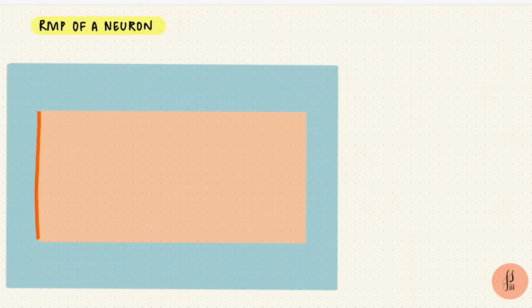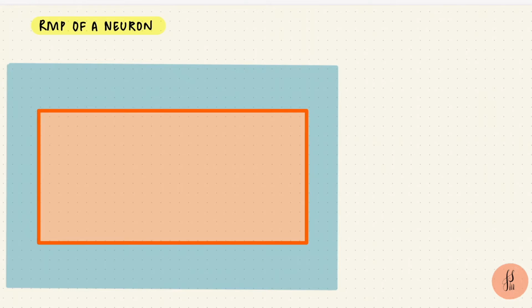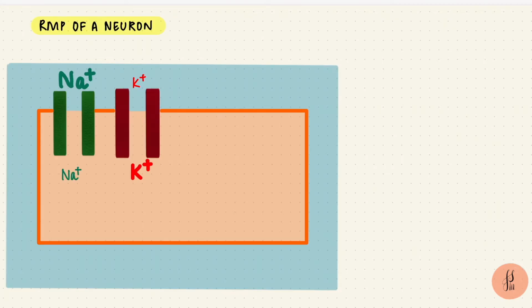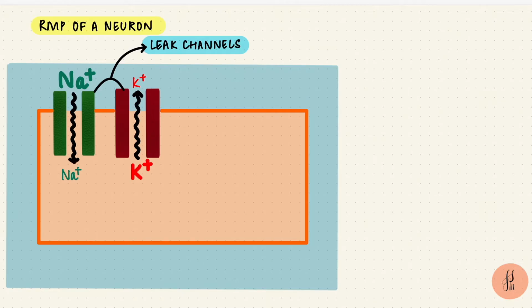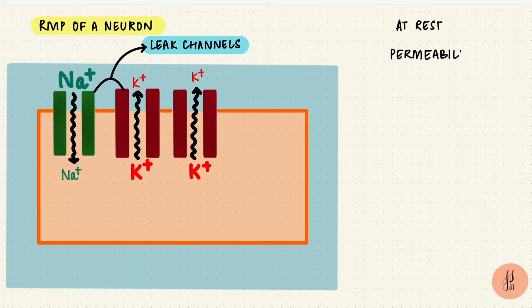Let's quickly go over how this negative resting membrane potential is maintained. Inside the cell, potassium is higher, and outside, sodium is higher. The membrane has leak channels. Leak channels allow ions to leak through. They are diffusion channels, so it's along the gradient. Potassium leaves the cell and sodium enters. But there are more open potassium channels than sodium. So at rest, the membrane is more permeable to potassium than sodium.